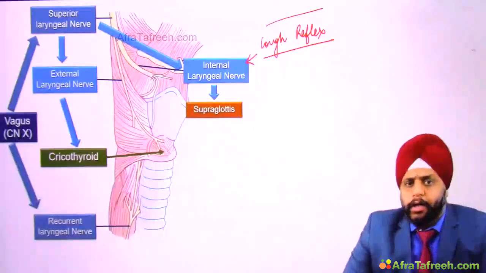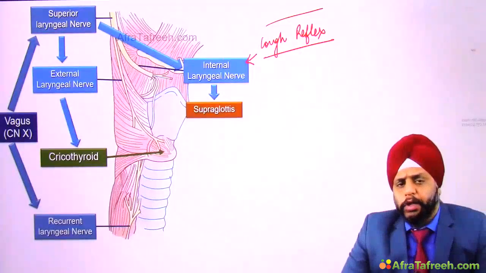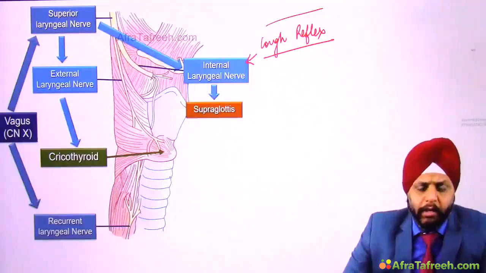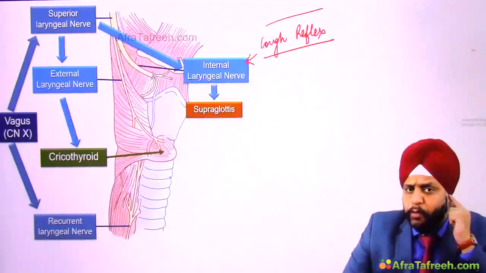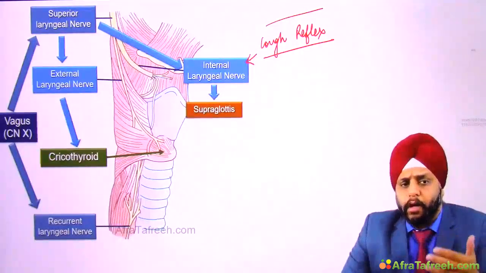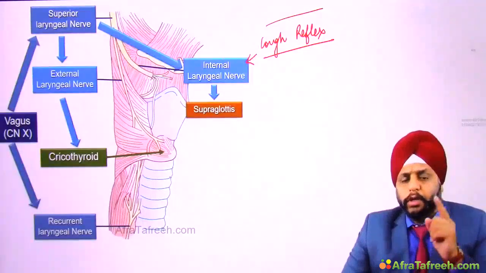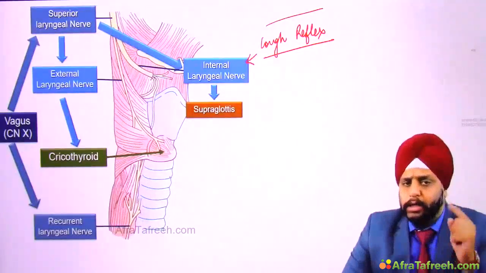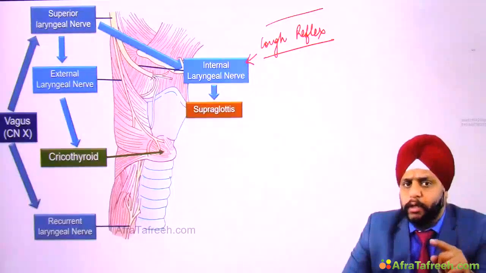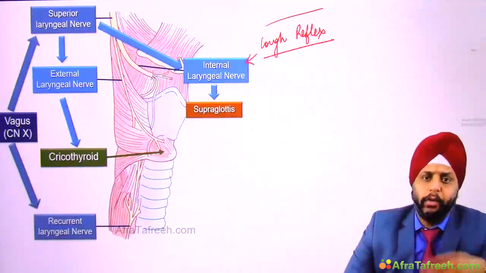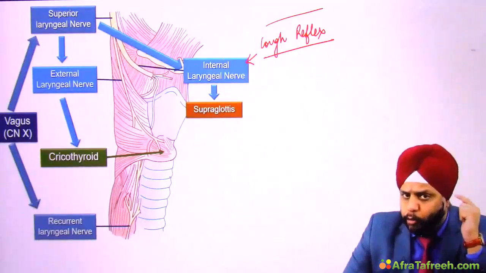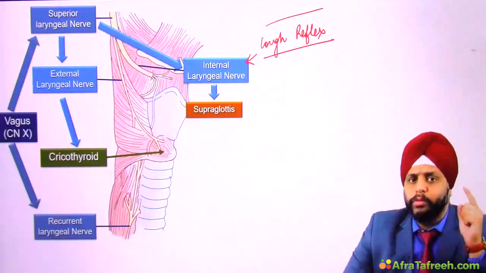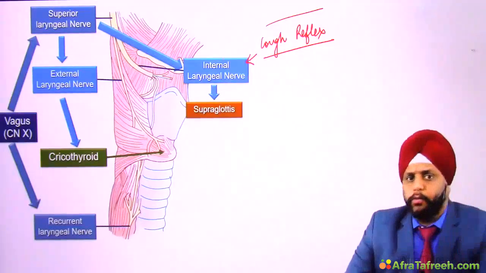Now remember, in the ear I taught you, if you do vigorous cleaning, then the cough reflex is generated by the auricular branch of vagus, which we also call Arnold's branch of vagus. So the cough reflex is normally generated due to the internal laryngeal nerve, but the cough reflex during vigorous ear cleaning or manipulation of the ear by a probe is due to Arnold's branch of vagus.